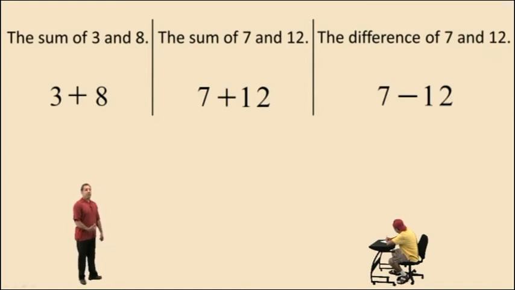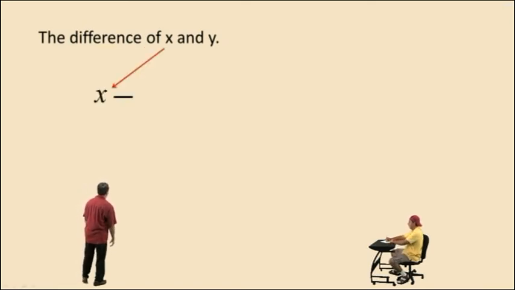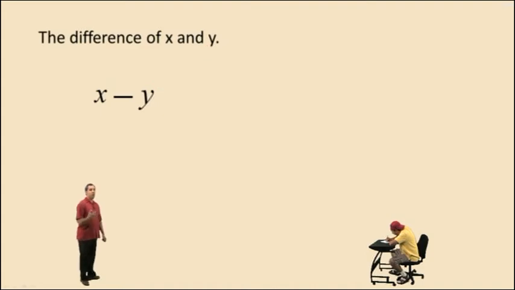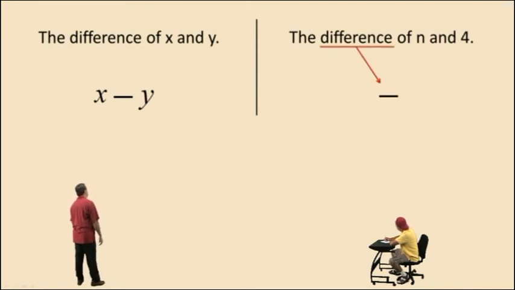Now, how about the difference of X and Y? Well, the difference means subtraction. And what two things are we taking the difference of? X and Y. That's important when you get to word problems. Now, how about the difference of N and 4? Well, the difference of N and 4, difference means subtraction. N and 4, there it is.